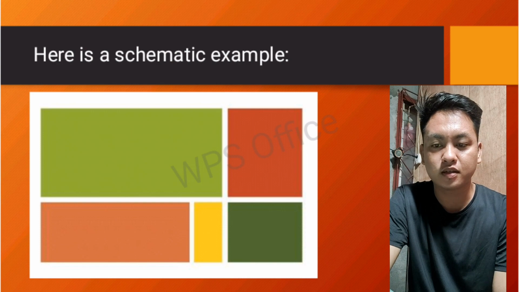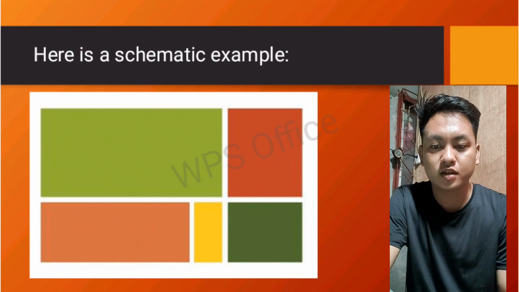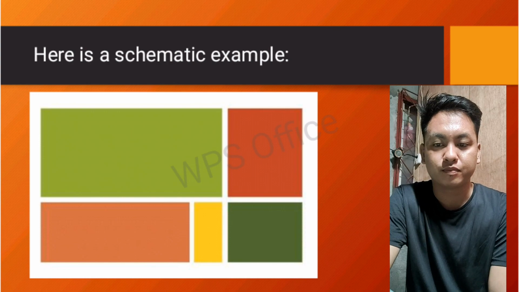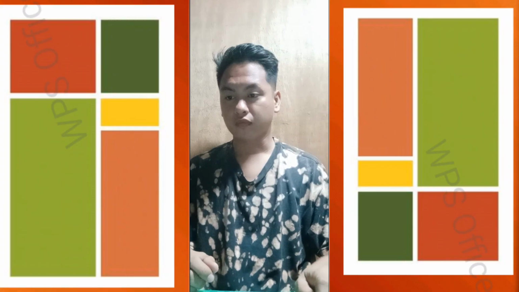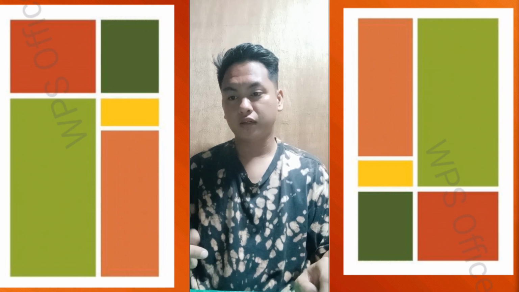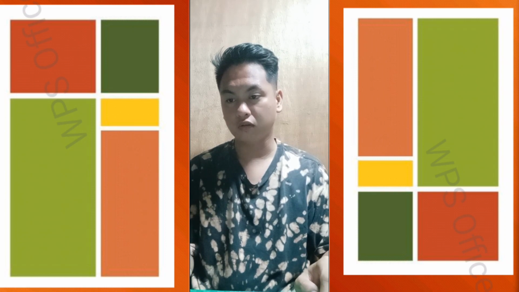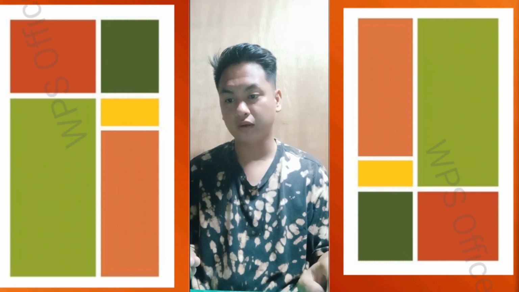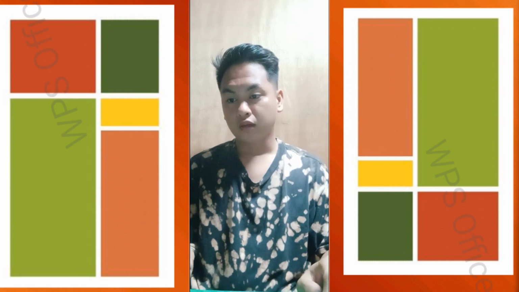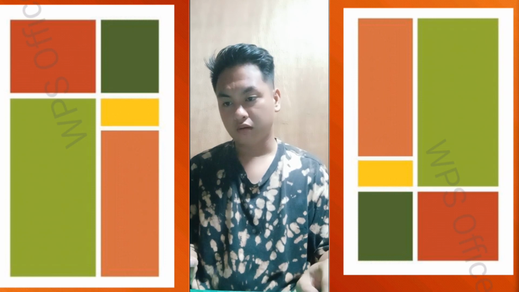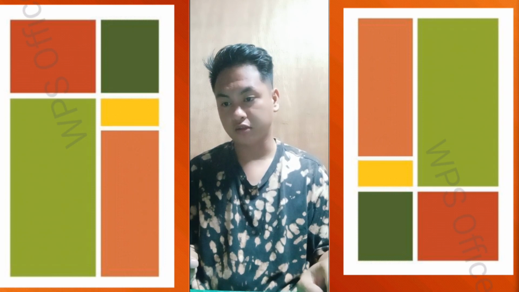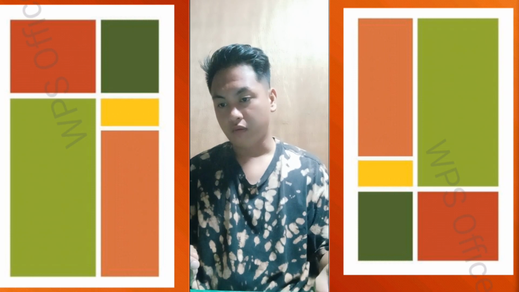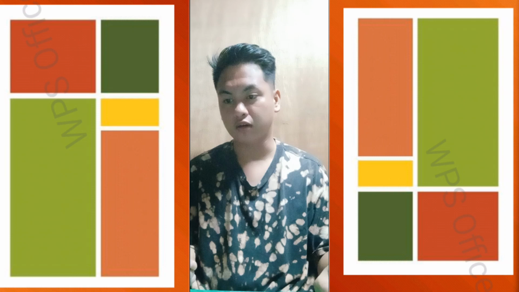Here is a schematic example. This is the example of a tree map, or tree mapping. Moreover, the color of the boxes can also represent a second value. It is therefore possible to represent two quantities per category. Each of the rectangles also contains smaller rectangles representing the subcategories. And that's it.